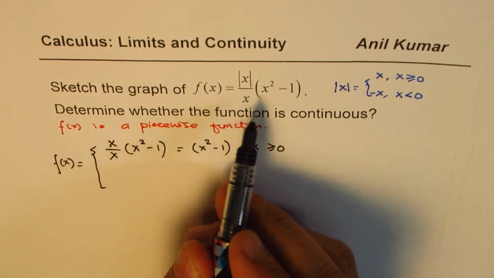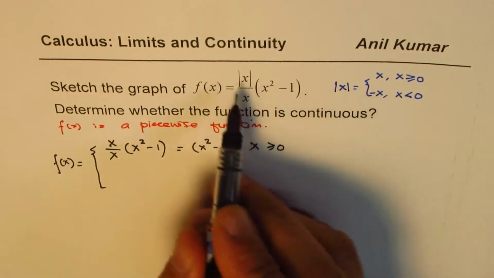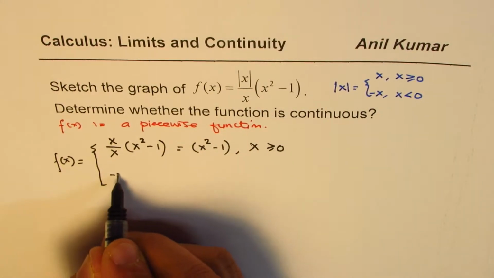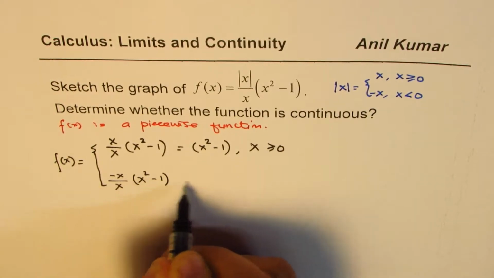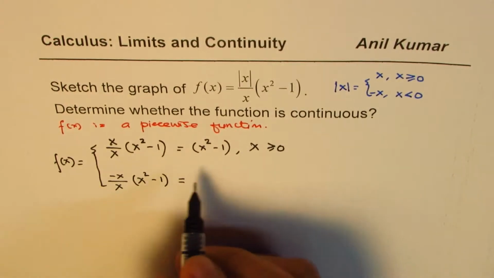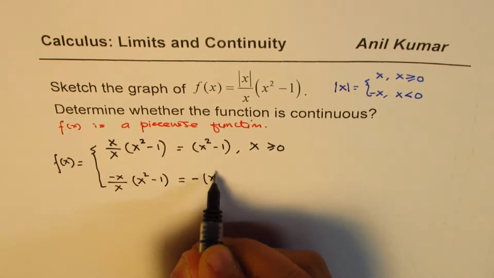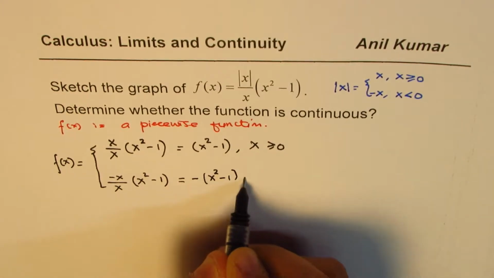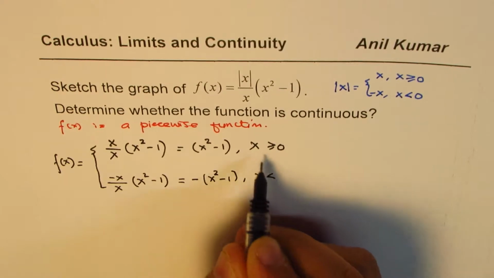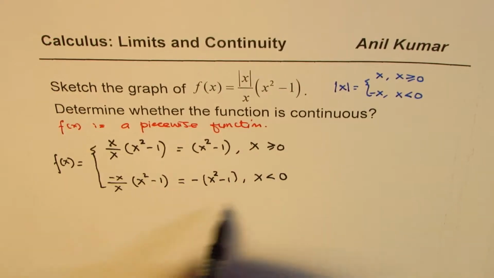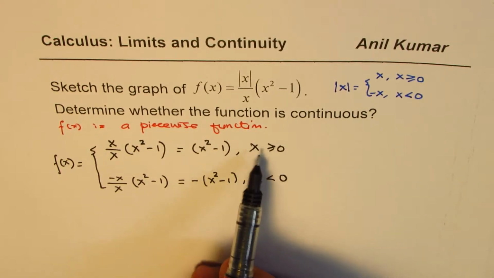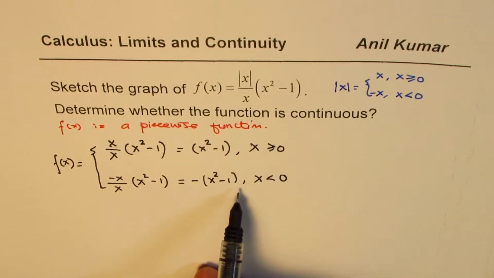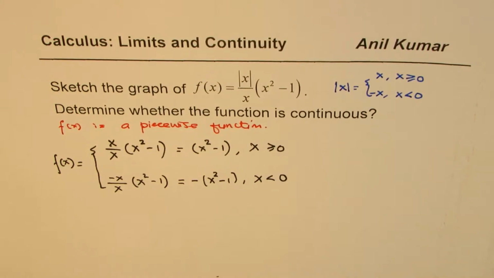Now the second piece is when x is less than 0. At that time, absolute value of x is negative x. So we'll replace this by negative x. So we have negative x over x, and we have x squared minus 1, and that gives us negative of x squared minus 1. That is when x is less than 0, right? So as you can clearly see here, we have two different pieces, one when x is greater than 0, the other when x is less than 0.